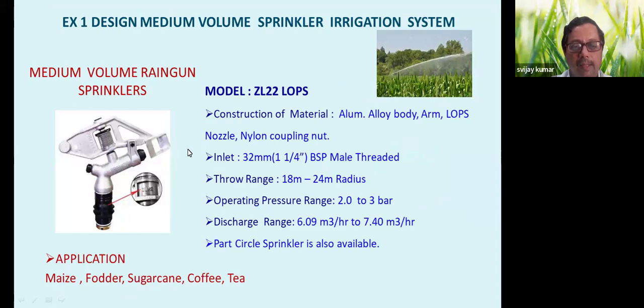It has an aluminum body, so there is no rusting. It has a stainless steel spring, which is very good, and the throw radius is from 18 to 24 meters, and it can cover a very good range from 2 to 3 meters. And like I told you, it has a part circle arrangement in case you want an angle lower than 360 degrees; even that is possible. And it has been very successfully used in maize, fodder, and coffee, tea, and sugarcane plantations.